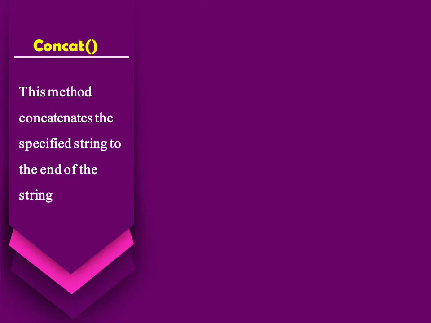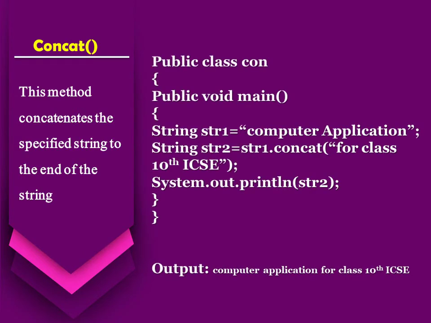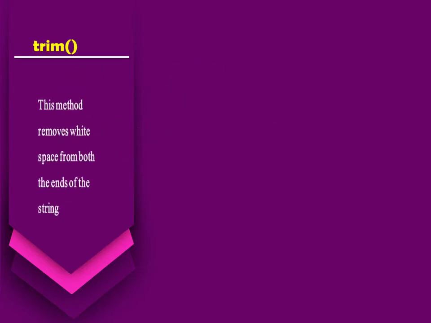So here is a program. We will see str1 is assigned as "computer application" and str2 is assigned as str1.concat. Within brackets, it has been given a string "for class 10th ICSE". And finally, you are printing out the str2. It means it concatenates the two strings and prints the value.